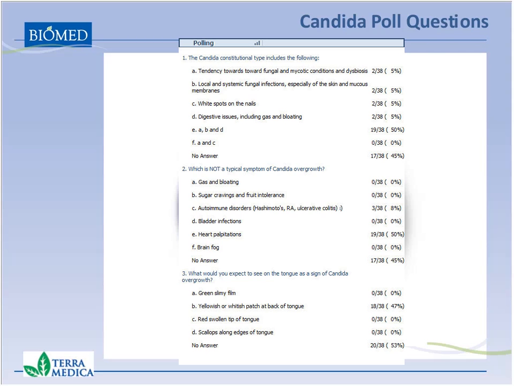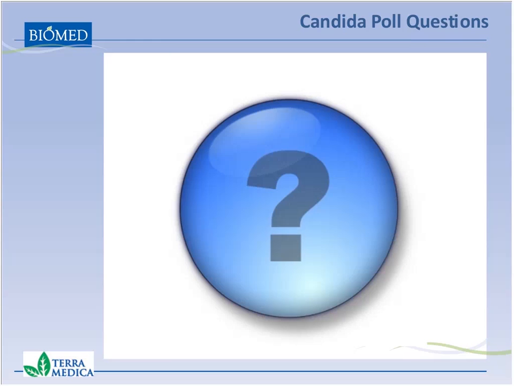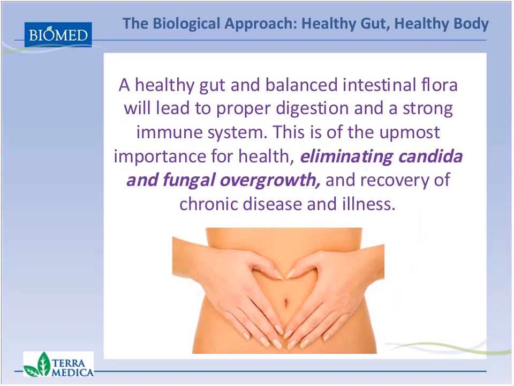Okay, so then let's move on to the next portion of the workshop. This is the portion where we start to talk about what we do about Candida and Candida overgrowth. We've talked about the morphology, we've talked about symptoms, and we've looked at what some typical symptoms are. So now let's start talking about what we can actually do.